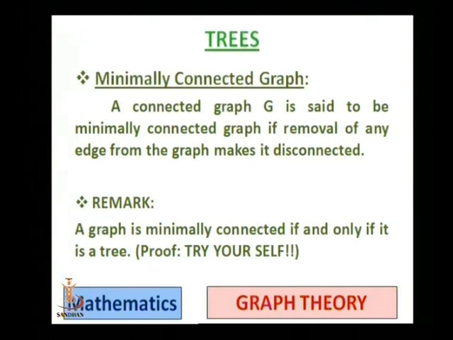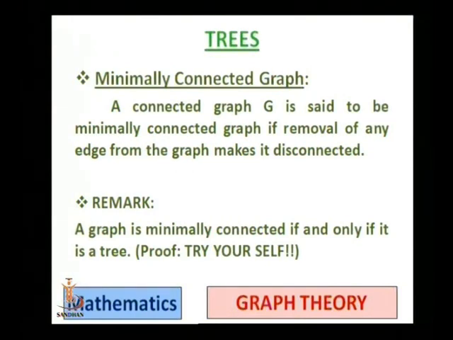Now we have already gone through the concept of a tree. A tree is a connected acyclic graph with n minus 1 edges, and we try to relate these two ideas, minimally connected and a tree. Now if you observe the remark we have written: a graph is minimally connected if and only if it is a tree.